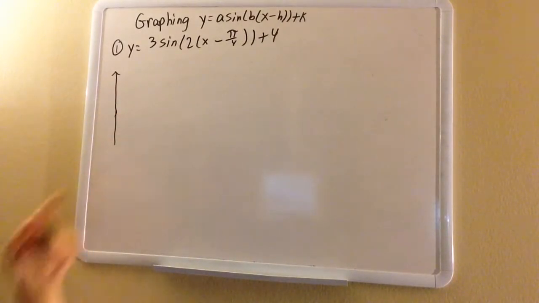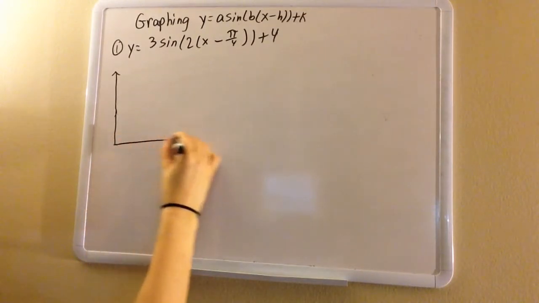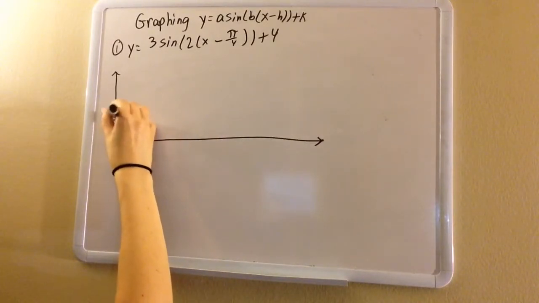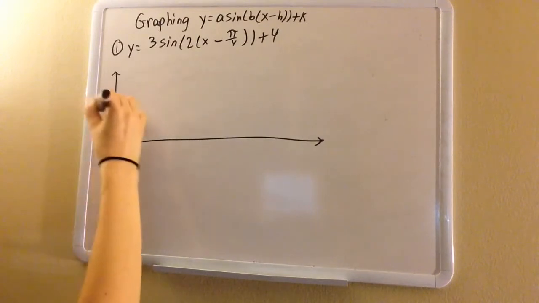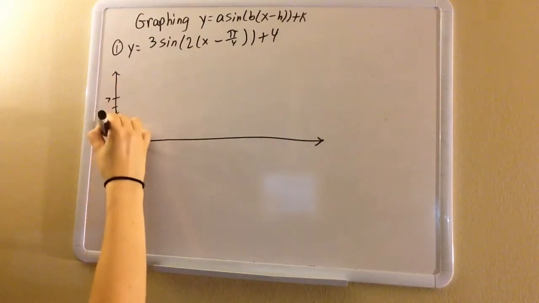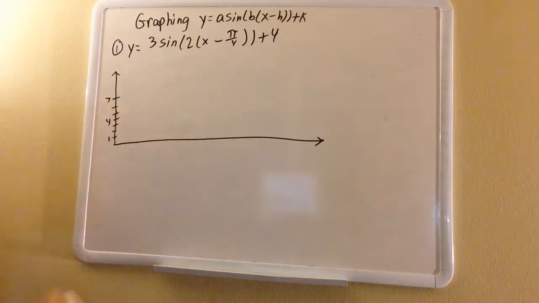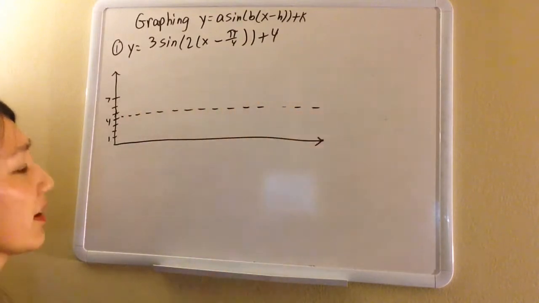So again, we have to think about each of these things before we actually graph it. We're going 7 up. There's no negatives in either direction, so I'm just going to graph it like this. 1, 2, 3, 4, 5, 6, 7. That's where 7 is, so I'm going to label that as 7. Then 1, 2, 3, 4. That's 4. So 4 is where I start, so that's the first thing I'm drawing here.